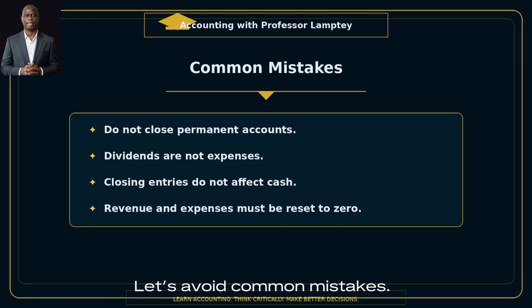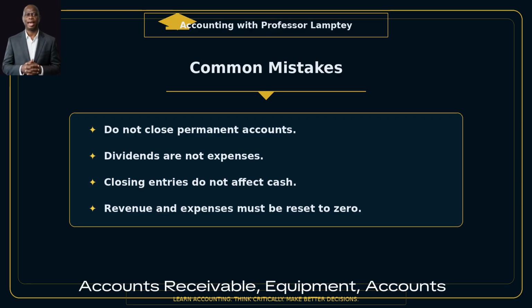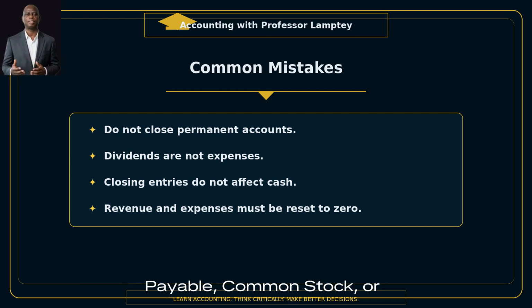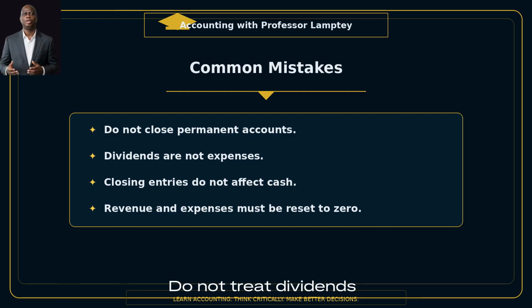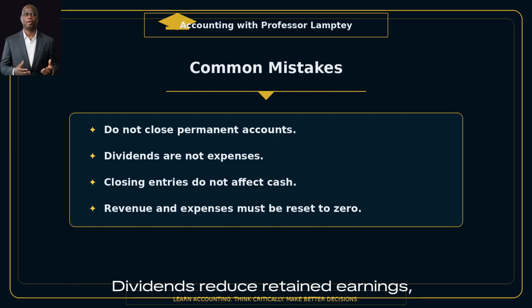Let's avoid common mistakes. Do not close permanent accounts such as cash, accounts receivable, equipment, accounts payable, common stock, or retained earnings. Do not treat dividends as expenses. Dividends reduce retained earnings, not net income. Also remember that closing entries do not affect cash. They reset temporary accounts and update retained earnings.